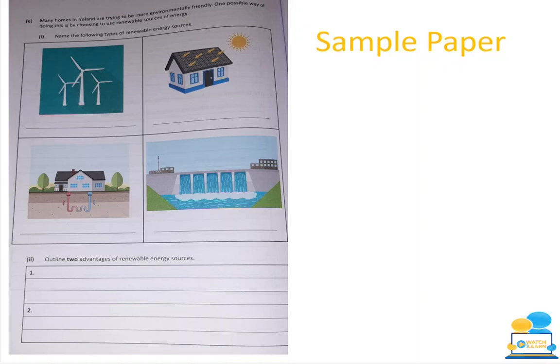So your first one would be your wind power, okay? Second would be solar power because you have solar panels. Next would be geothermal, and then you had your hydropower. So advantages of renewable energy sources: they are clean, they are more cost effective, and they are better for the environment as there aren't any greenhouse gases or pollutants being emitted, which would therefore increase global warming.